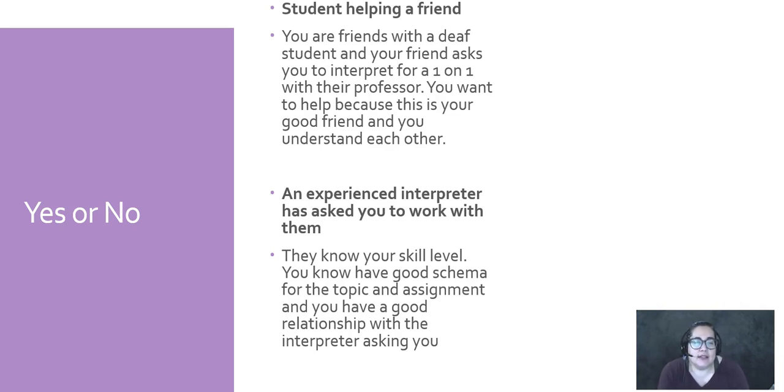The second question is, an experienced interpreter asks you to work with them. They know your skill level, they know your schema for that topic and assignment, and you feel like you have a good relationship with them. So do you do it? Yes, because, well, if they're professional. An experienced interpreter is asking you because they know what you can do. They're asking you because they know this fits. And so you have to have a little bit of trust and confidence in them that they would not have been asking you otherwise.